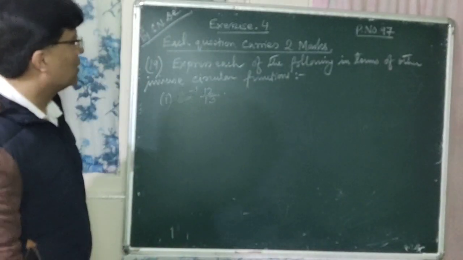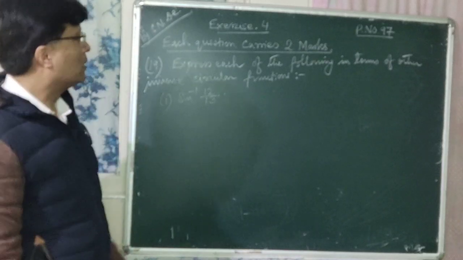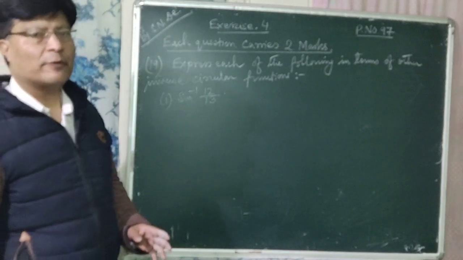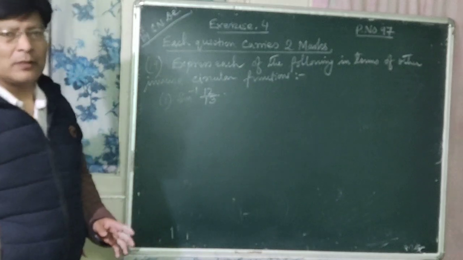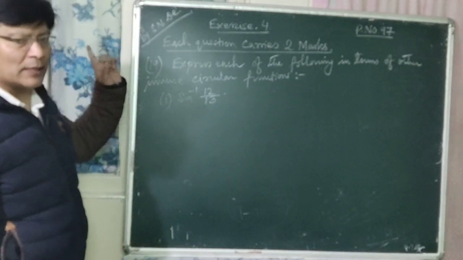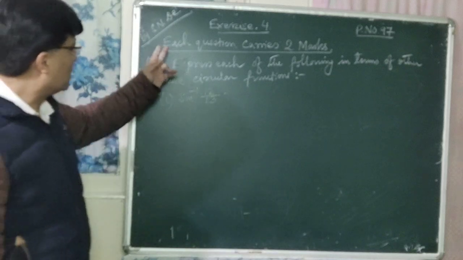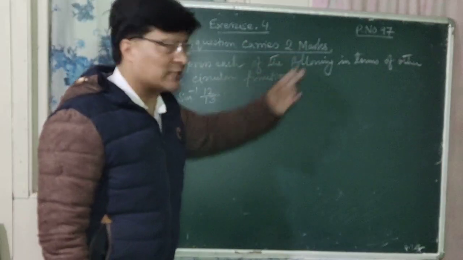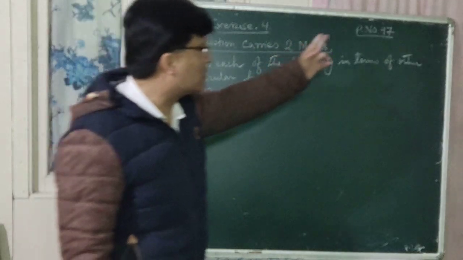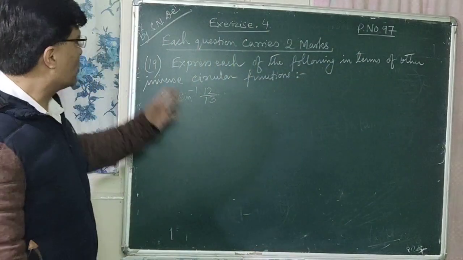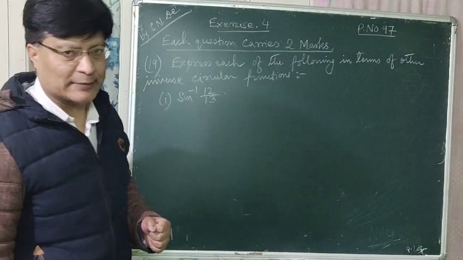So now let's do the problem. This problem is from exercise 4. The book used is Higher Mathematics by Sailendra for class 12. Each question carries 2 marks, from page number 97. So let us do question number 19.